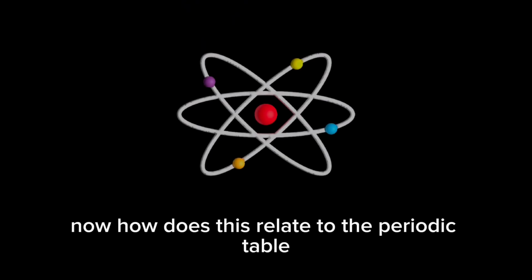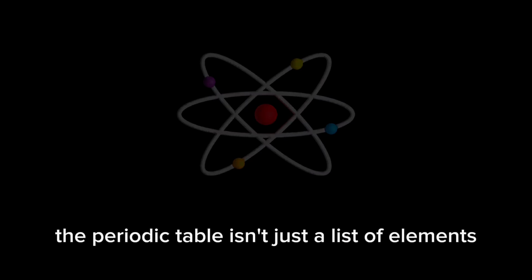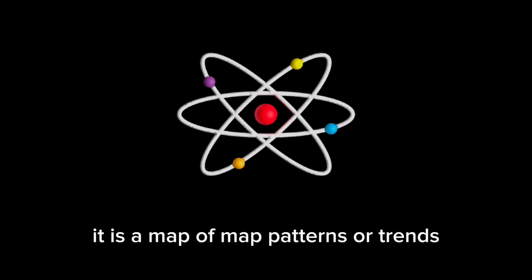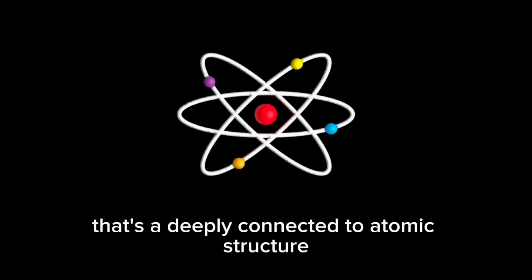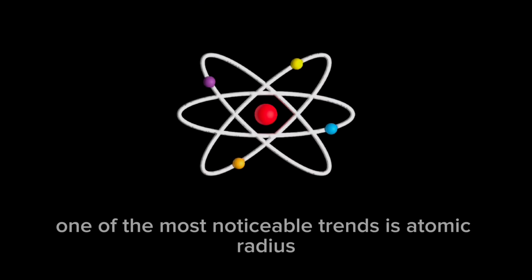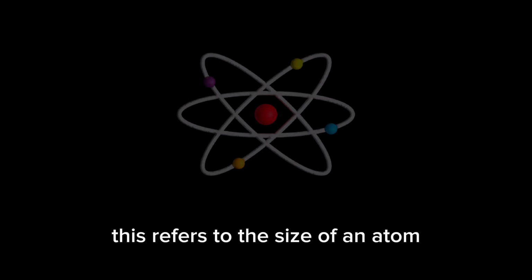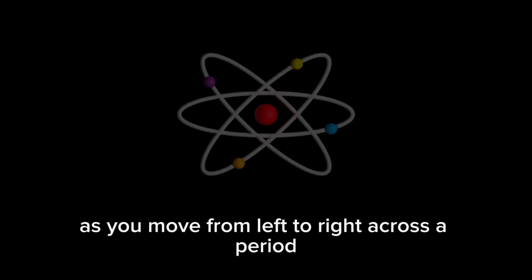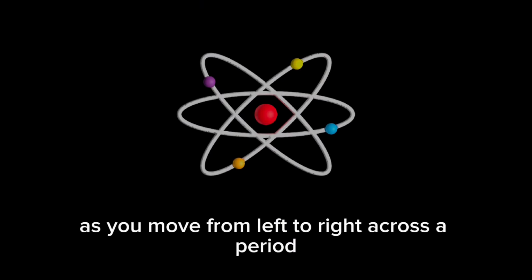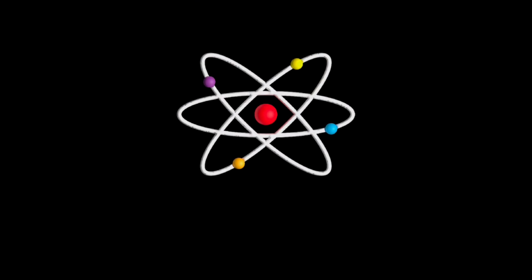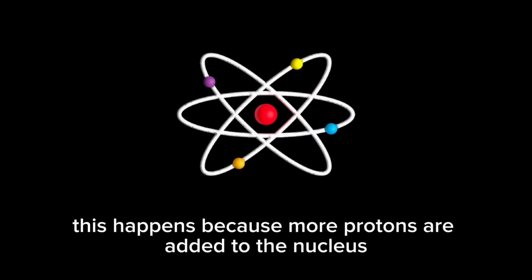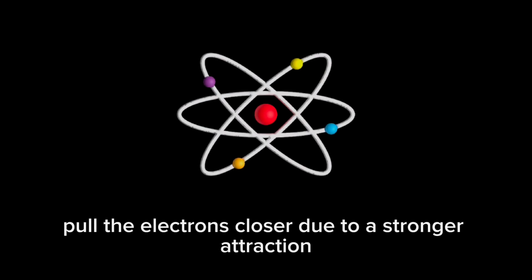Now, how does this relate to the periodic table? The periodic table isn't just a list of elements, it is a map of patterns or trends that are deeply connected to atomic structure. One of the most noticeable trends is atomic radius, which refers to the size of an atom. As you move from left to right across a period, atomic radius decreases. This happens because more protons are added to the nucleus, pulling the electrons closer due to a stronger attraction.